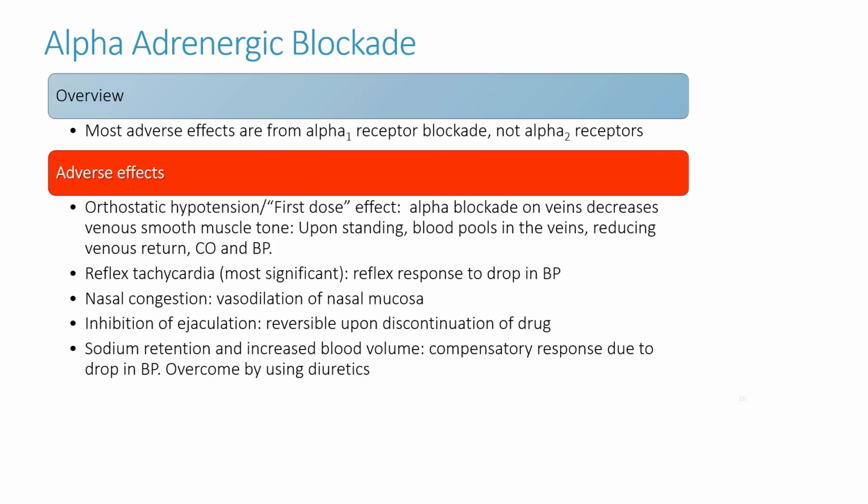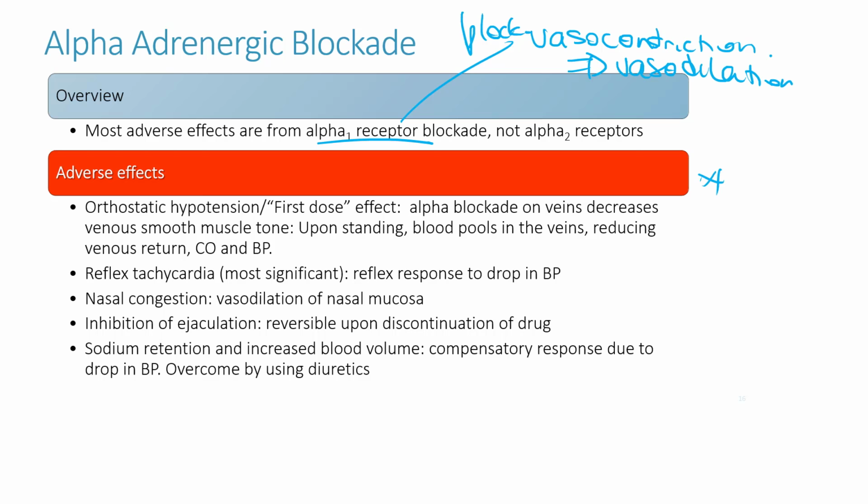Over here, what we're going to talk about is adverse effects of alpha blockade. You can see here, most adverse effects are from blocking of the blood vessels, so it's due mainly to the block of vasoconstriction, so it's due to vasodilation. What happens when blood vessels dilate is that you can have what's called orthostatic hypotension. Orthostatic hypotension is a drop in blood pressure when a person goes from supine to sitting, from sitting to a standing position, right?